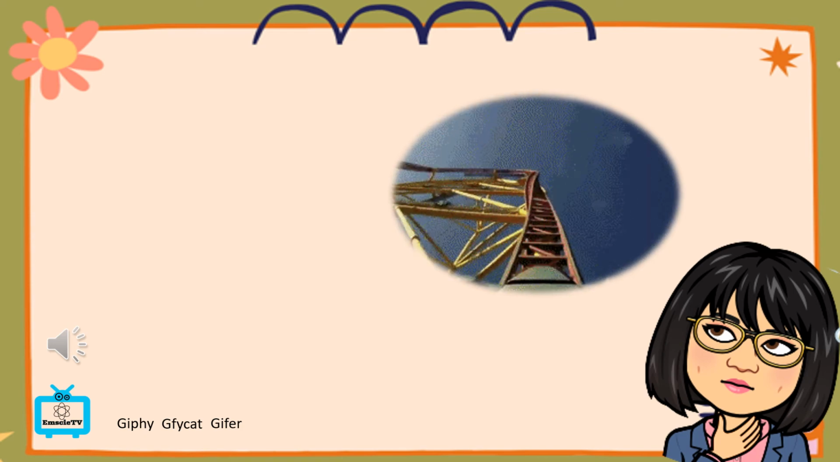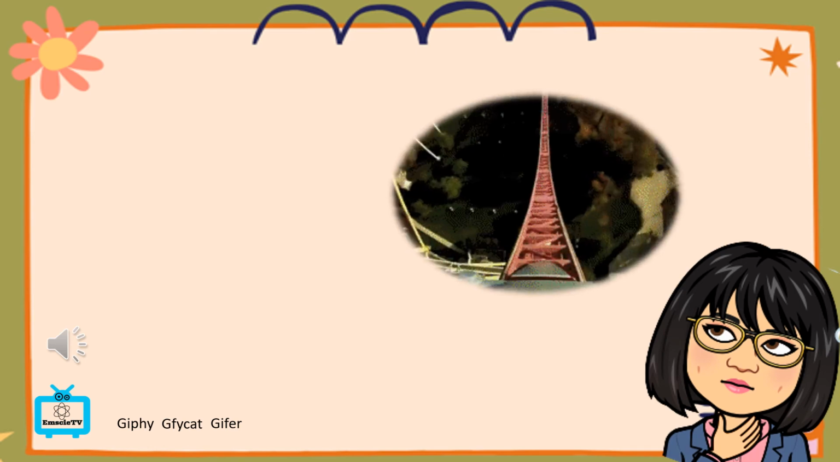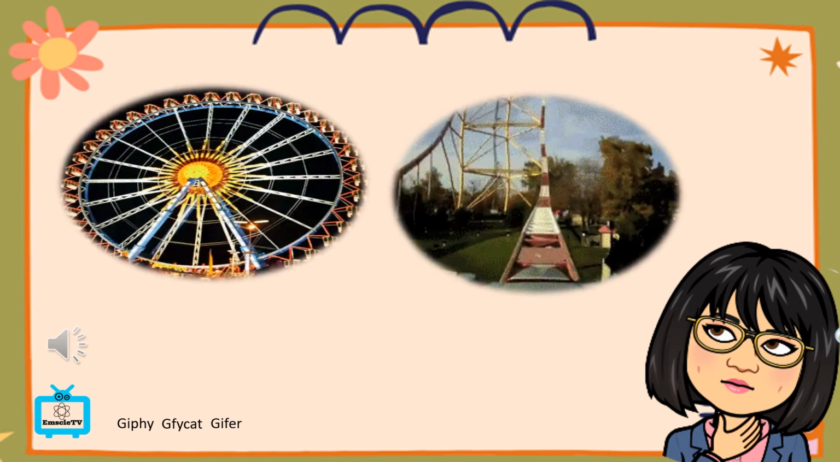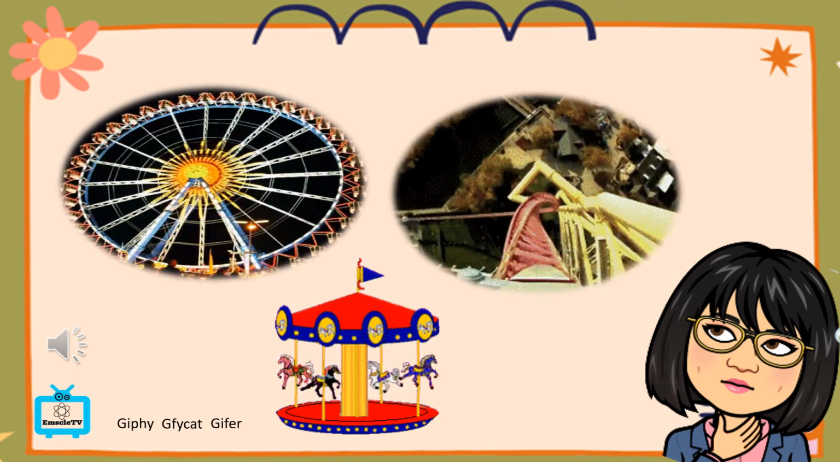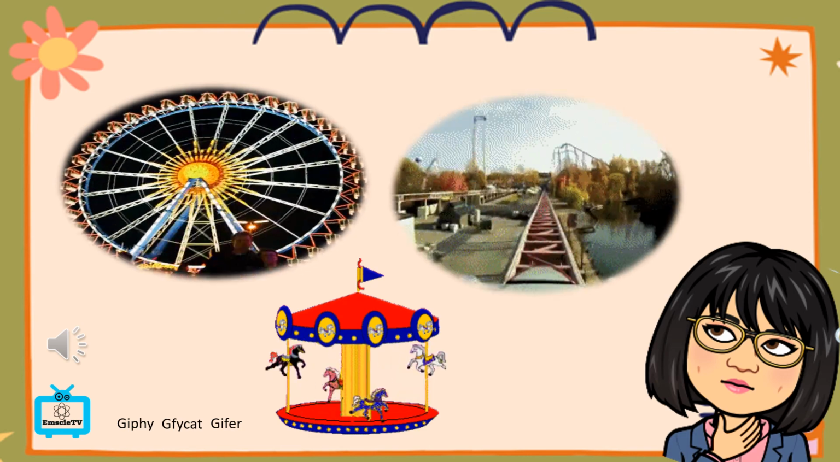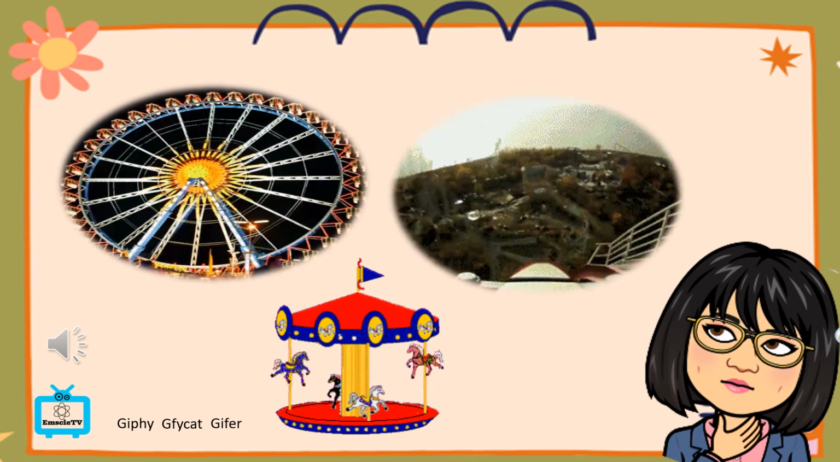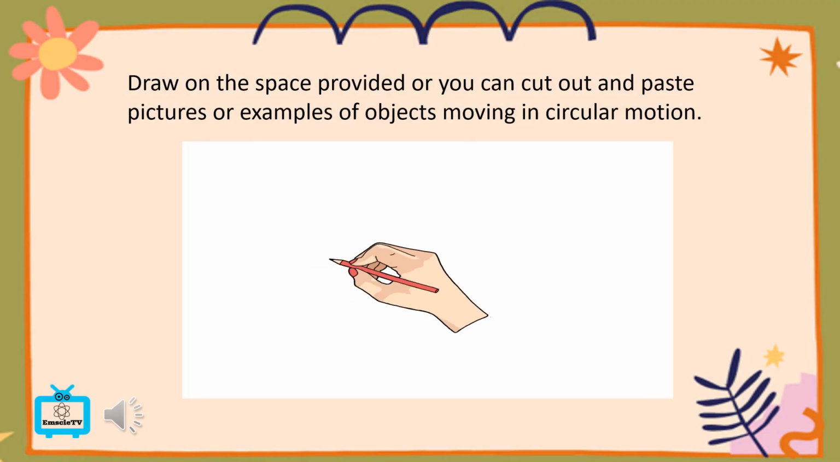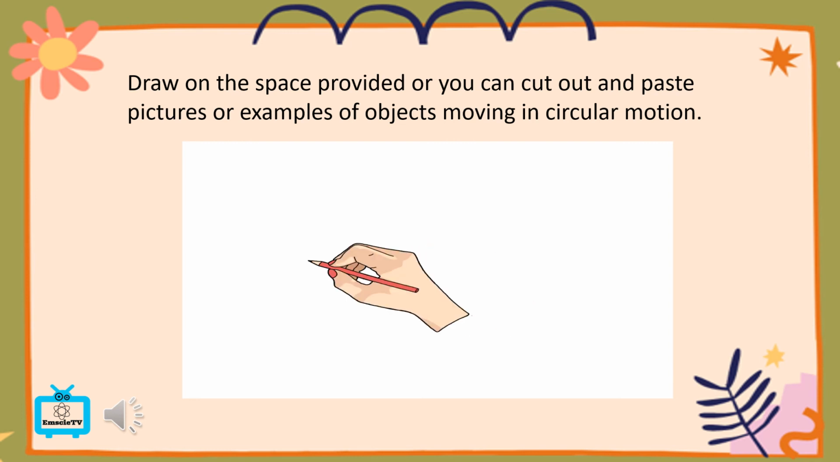Have you been to a theme park before? Did you experience the thrill riding in a roller coaster? What about Ferris wheel? If not, have you seen images of how planets revolve around the sun? Can you think of other objects moving in circular motion? Draw on the space provided, or you can cut out and paste pictures or examples of objects moving in circular motion.